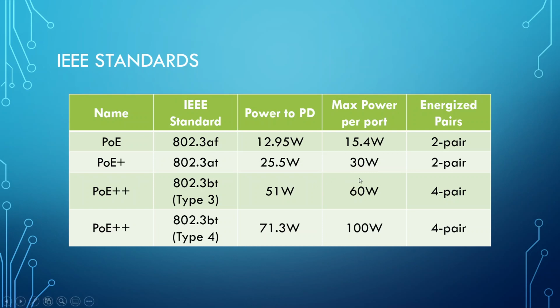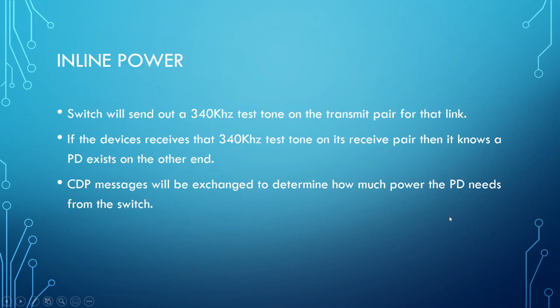As you can see, PoE and PoE+ use 2 twisted wire pairs to send the power, and the newer standards use 4 twisted wire pairs to send the power to the power device.